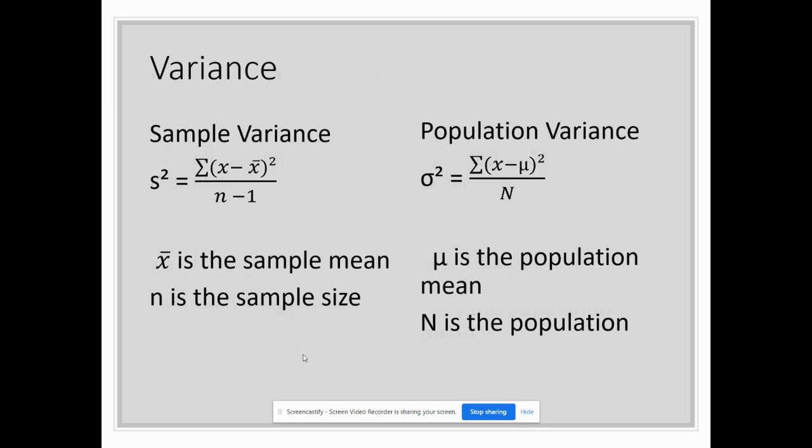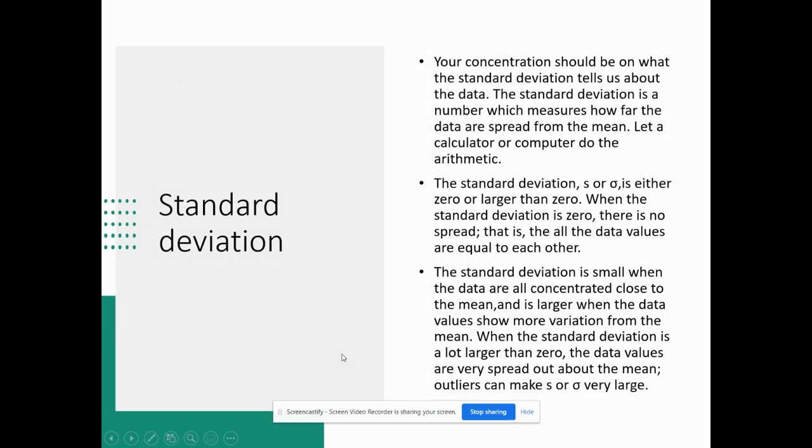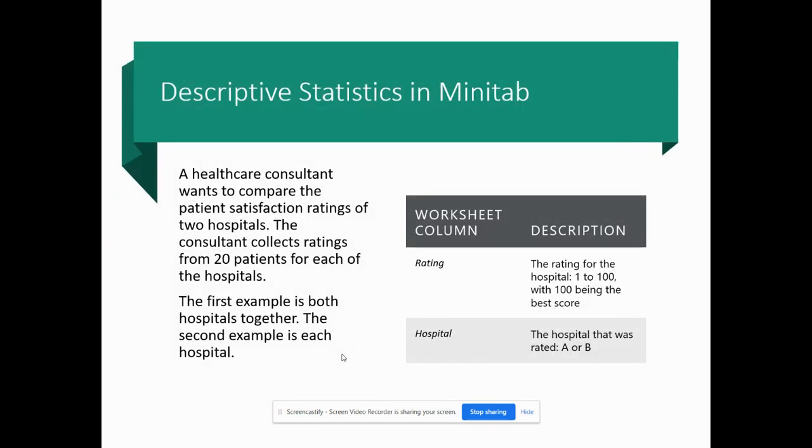Another thing we might use is called variance, and we won't really get to variance until we do ANOVAs. But the variance is just the square of the standard deviation. And again, you can have a sample variance or a population variance. Okay, so that was standard deviation and variance, and I'm going to keep going in a minute and show you how to put these in Minitab.